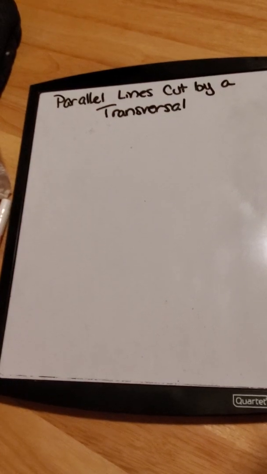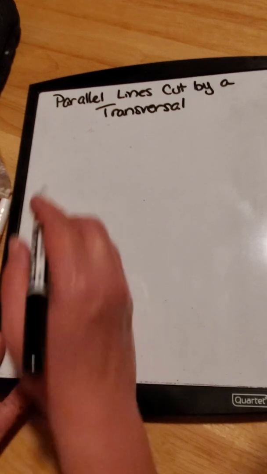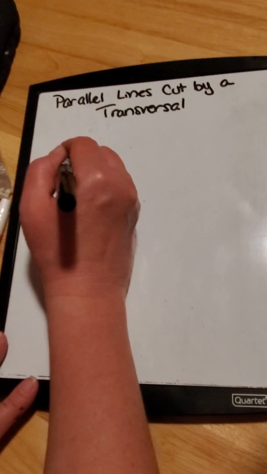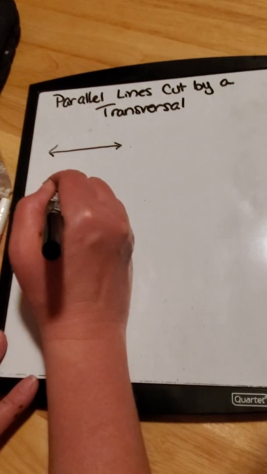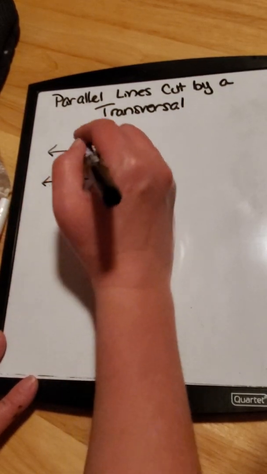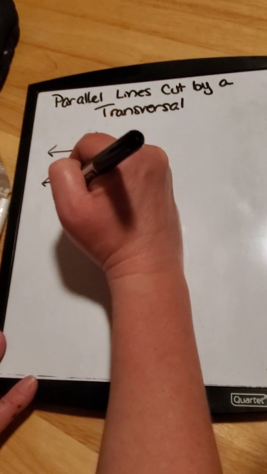Hi everyone, this is the video to go along with online work number 20. We are still talking about when parallel lines are cut by a transversal. However, today there is a whole lot of vocabulary you need to know that has to do with these angles.